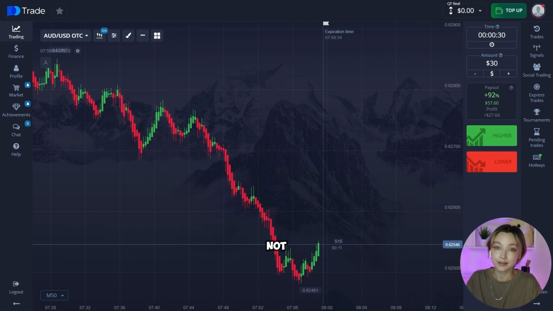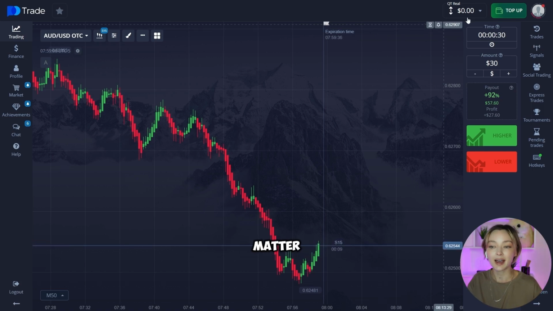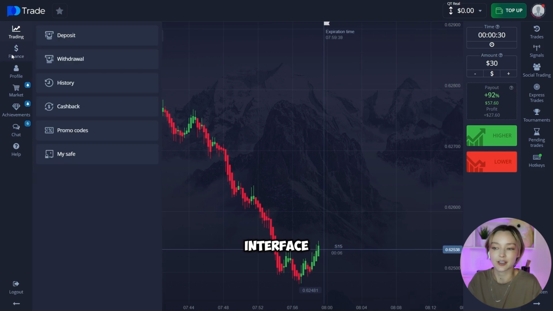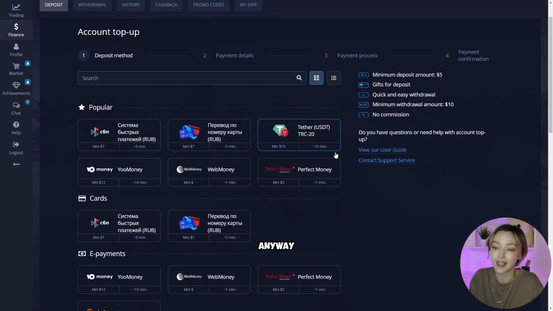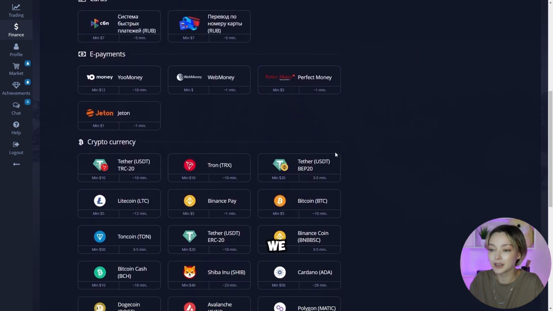If you are not entirely new to the field, it doesn't matter that much, it's just that the interface may vary from one platform to another. So sometimes things might get confusing. But anyway, we open the platform and now we are making a deposit.